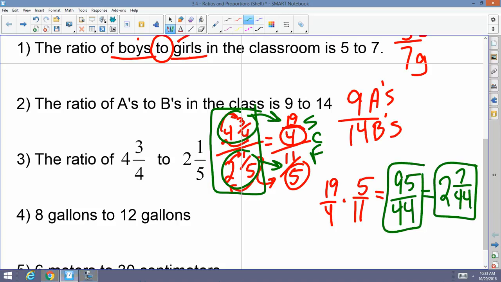Either or, unless I specify. Leave an improper fraction, leave a mixed number. Does that make sense, guys? See, I told you that'd be a good example.